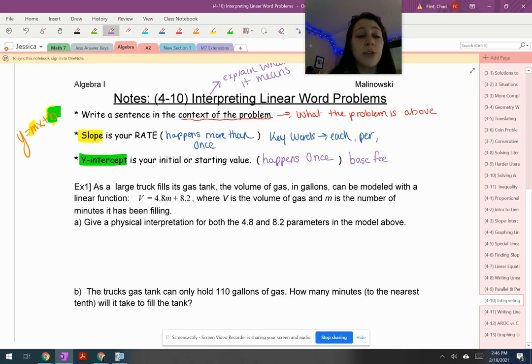So just keep those in mind. Your y-intercept is like that starting value, and your slope is your rate.